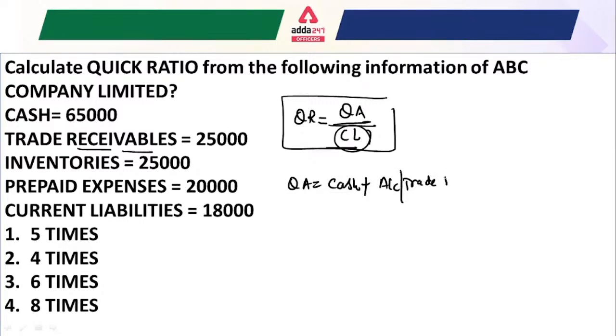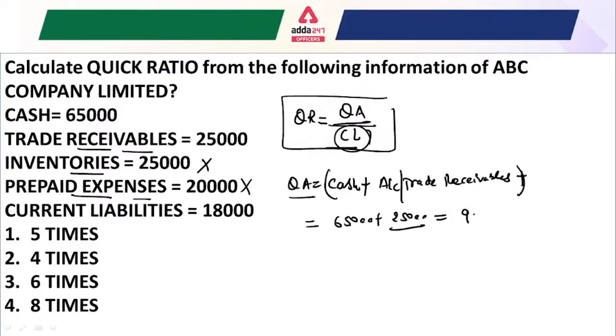Either you say account receivables or trade receivables, right? After that, inventories are given. Inventories are not part of the quick asset, so we just exclude them. Another term given, prepaid expenses, is also not included in the quick asset. So the only two components that come under the quick asset from the given particulars are cash, that is 65,000, plus 25,000 rupees, which equals 90,000. So that will be your quick asset.